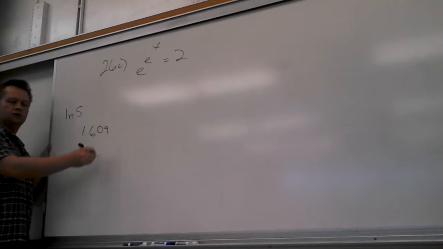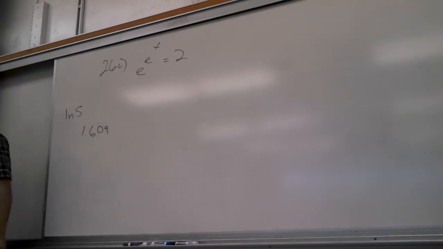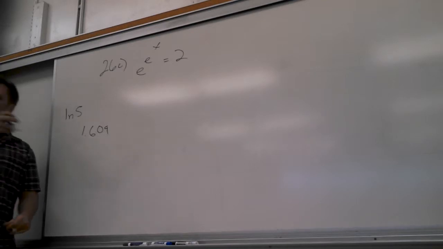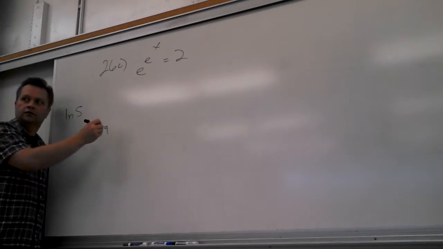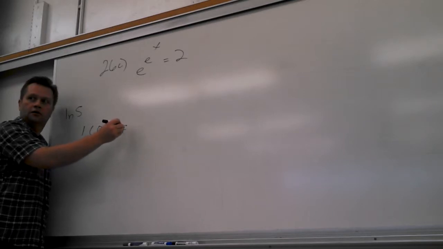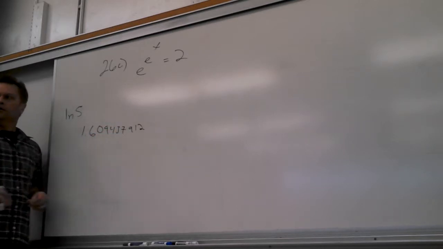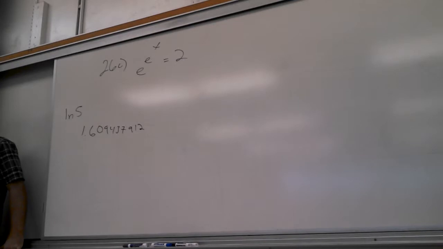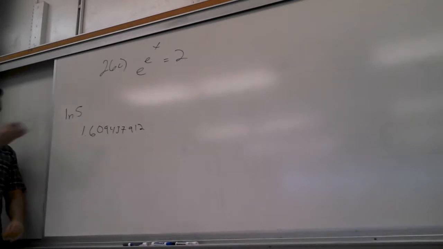1.609, 609, and it goes. How long does it go for? Forever. Give me a few more decimals, just to really throw you guys off. 437,912. All right. Which one of those is the exact answer? ln 5. This is the exact answer.